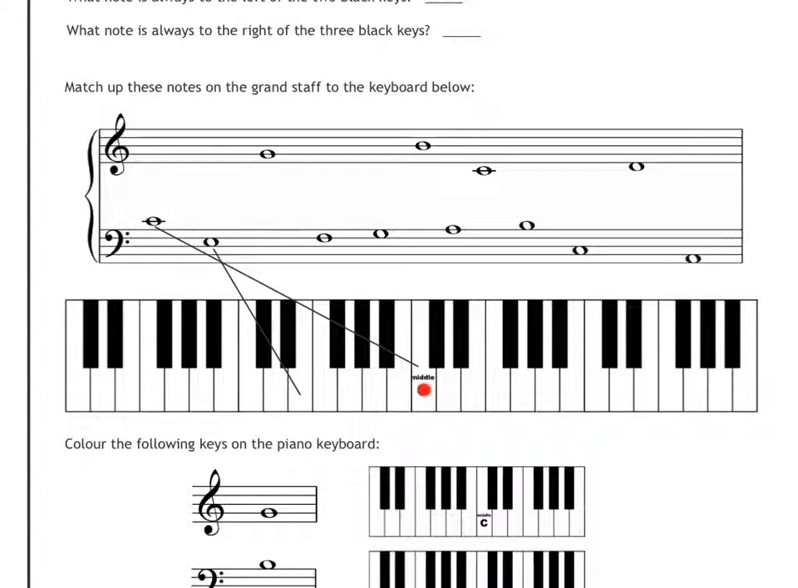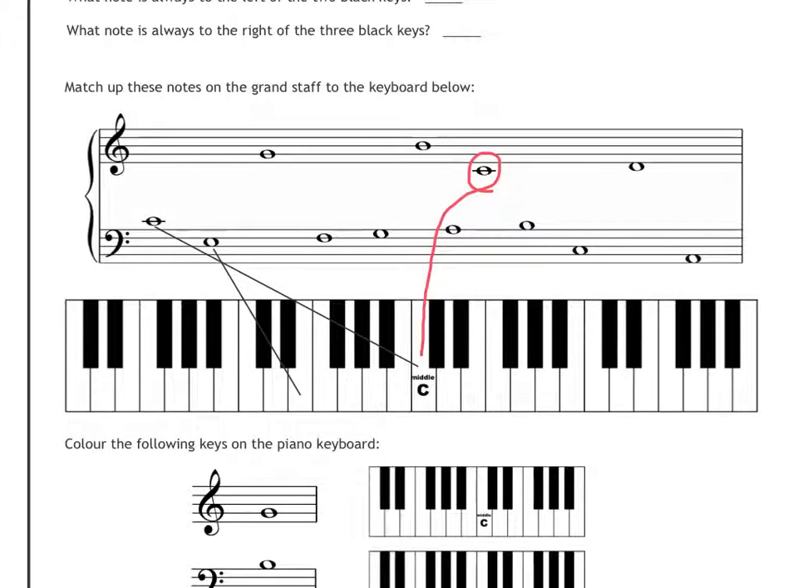You know also that middle C is the first ledger line above the treble clef, and it's also the first ledger line below the bass clef. This note right here is also a middle C. So I can even start you off by doing one of these. Okay, that note is a middle C.